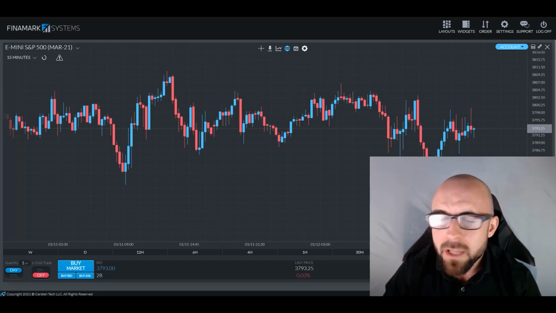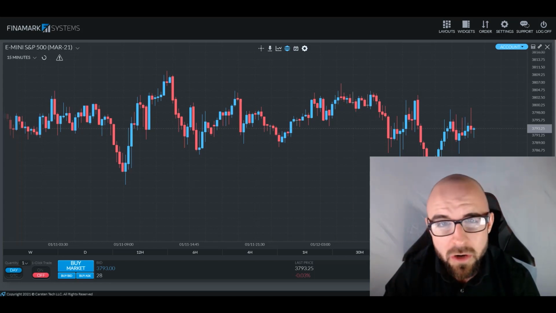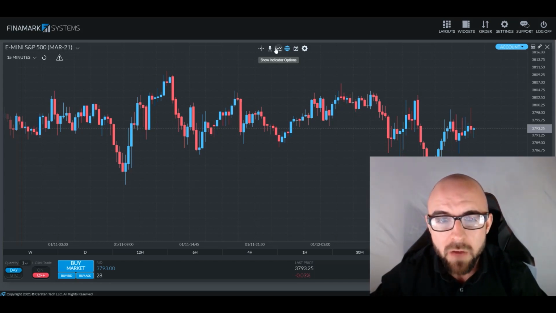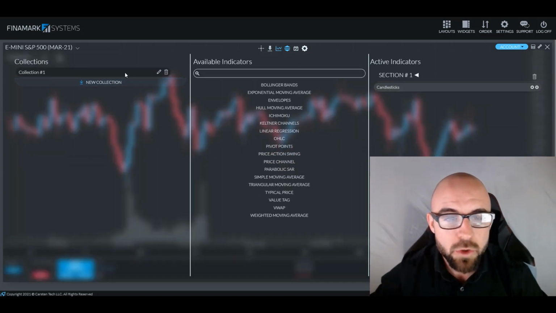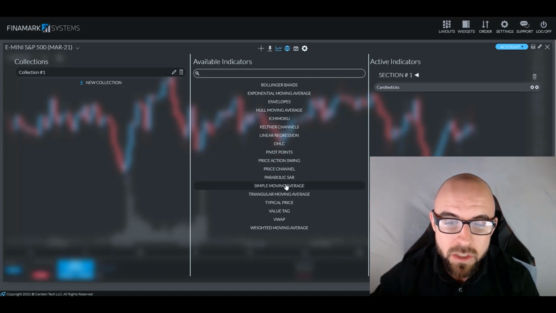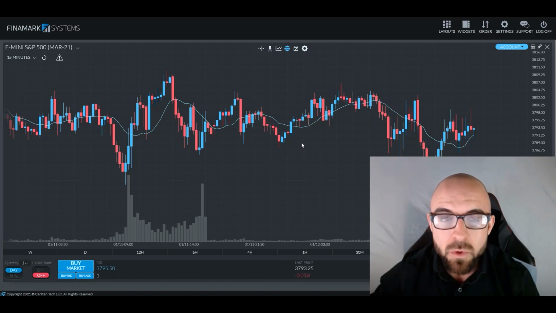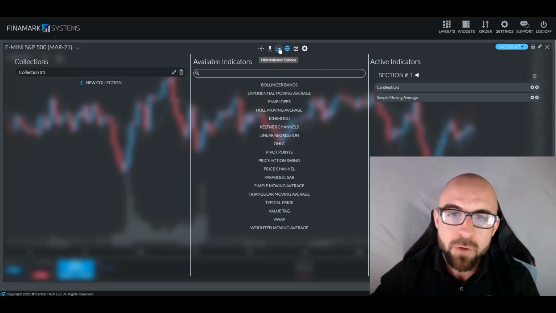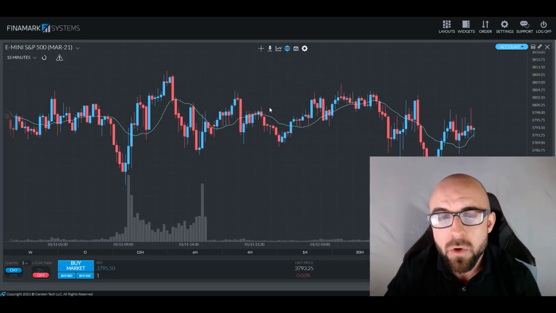But before we go any further, let's go ahead and show you how you can apply it to your charts. That way you can follow along the entire time. If we're using the Finamark platform, we're going to go up to the top center portion of our screen, and we're going to click the Show Indicators Options button. Once we do this, we're going to click New Collection, and it will populate our available indicators that overlay price. What we're going to do then is scroll down to where we see Simple Moving Average. We're going to give that a click. And we're going to go back to our charts, and now we have a simple moving average applied to the charts. If we're interested in changing any of the settings, when we go to the right-hand column over here, if we click the cogwheel, we can change the color of the simple moving average or the period. But without further ado, let's get going.